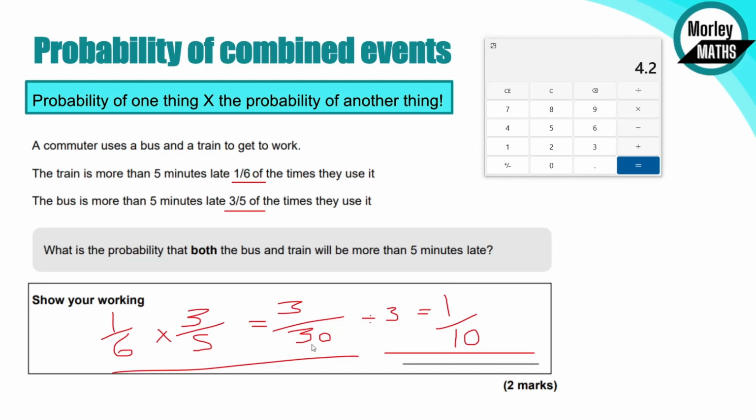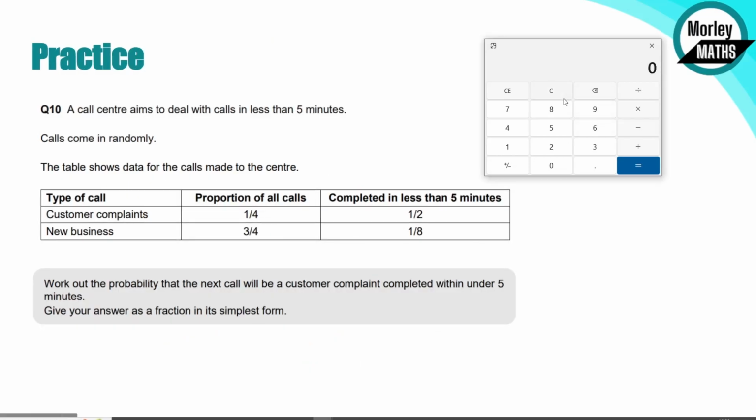But that's all there is to it for combined events. These are the ones people tend to struggle with. Now, if it's giving you multiple probabilities, it's a combined events question. That's how you can identify it as a combined events question in your exam. And all you've got to do is multiply them together. That's it. So we've got a practice question for you all to have a little go at now.